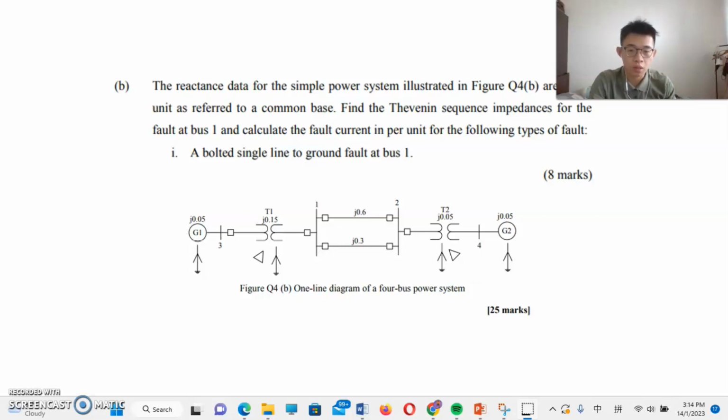So basically this question B is about unbalanced fault, and we are required to find the unbalanced fault current for this given 4-bus power system. Since all the impedances are given in per unit, we don't have to convert them into per unit anymore. So we straight away just use the given impedance here.